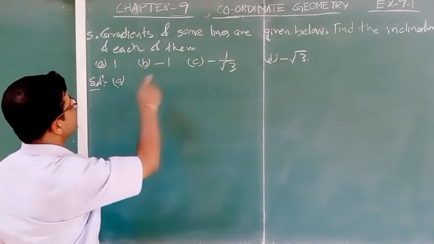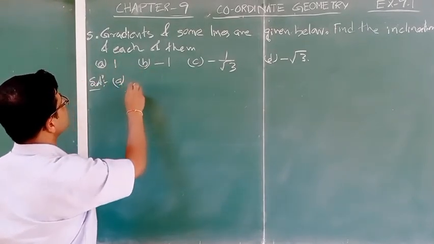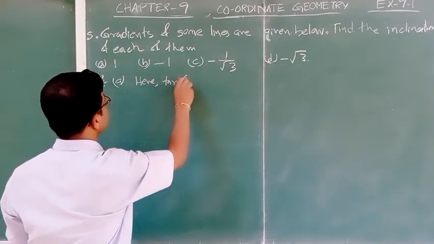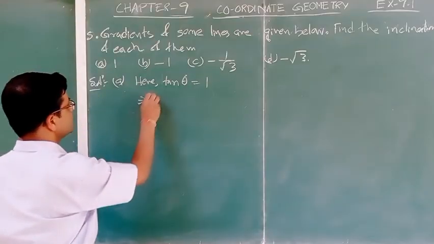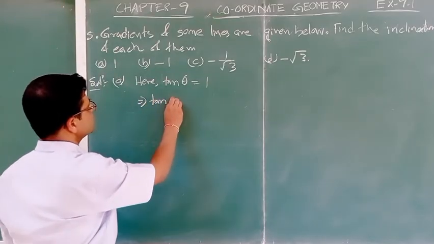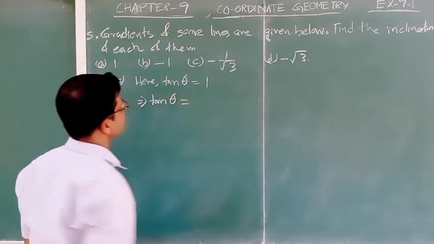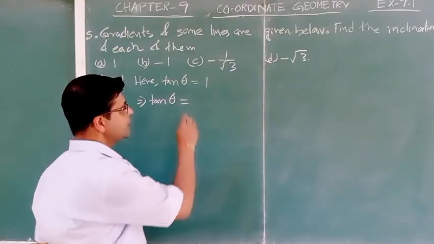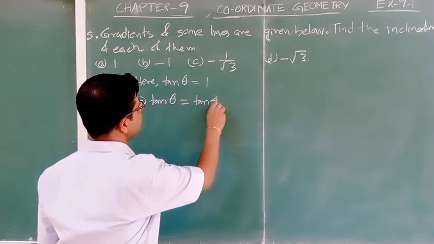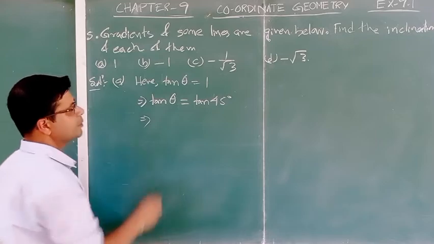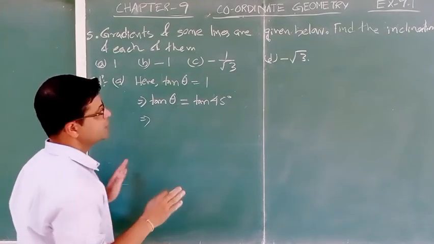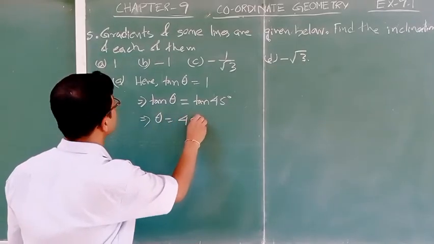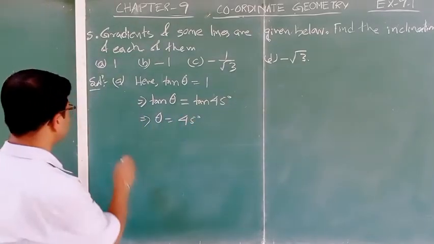Here what is this? These are gradient, isn't it? So here in the first question, tan theta is 1. So here tan theta is equal to, now you know the trigonometric table, tan of which angle is 1? We know that tan of 45 degree is 1. So let us remove tan from both the sides. Actually we take the tan inverse. This one you will get in higher secondary, not now. Thus theta is 45 degrees. So thus we have found the inclination in the first question.